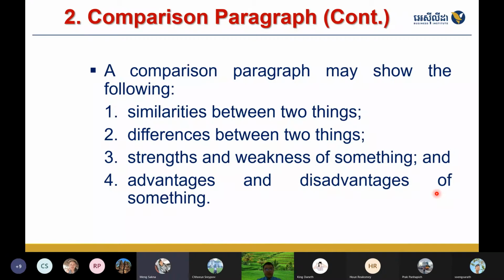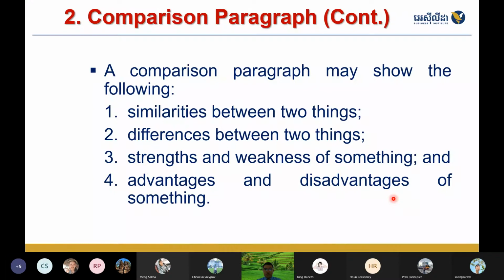A comparison paragraph may show the following. Number one, similarity between... number three, strength and weakness of something, and number four, advantage and disadvantage of something. Okay, very good.